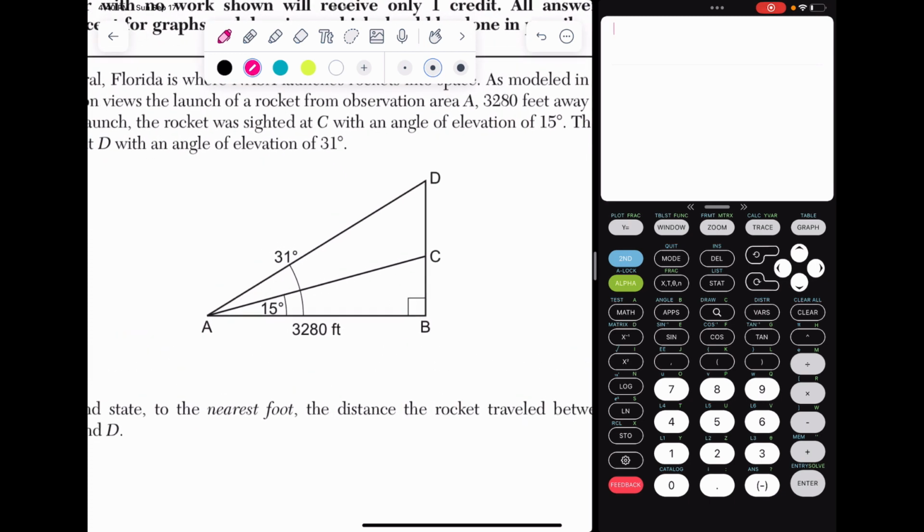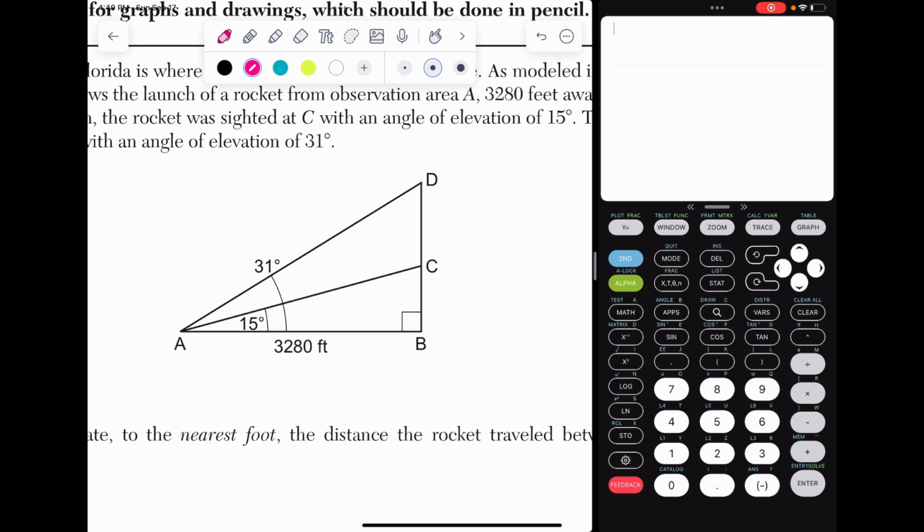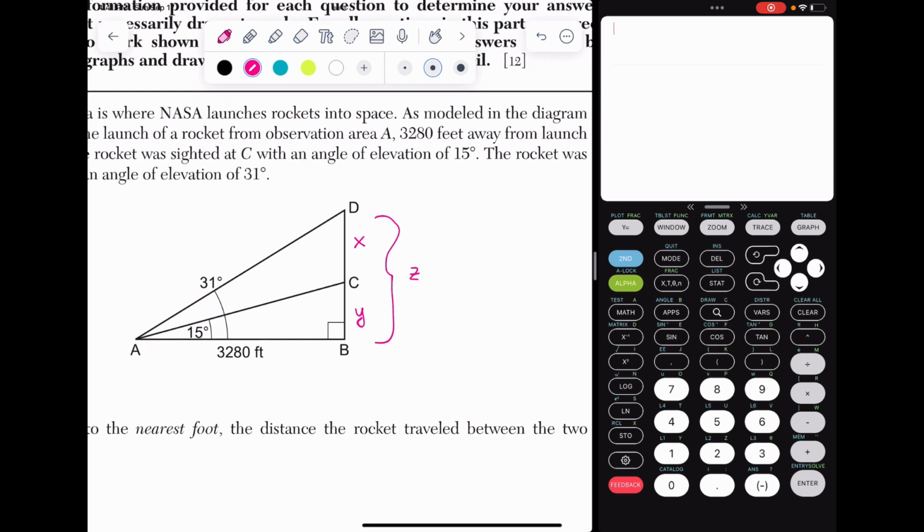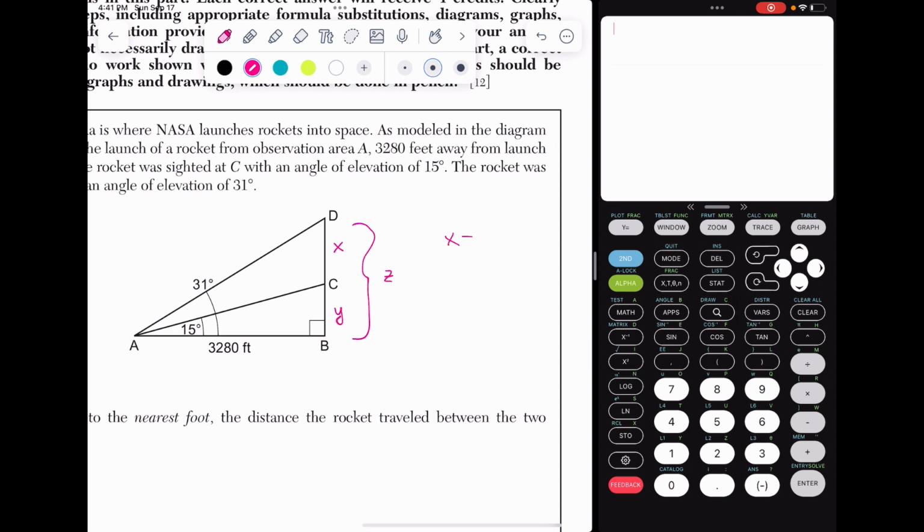So our ultimate goal here, when we look at this picture, is to find the distance between D and C. The reason we can't jump to doing this is because that is not a side of a right triangle, and that means we won't be able to use right triangle trigonometry or SOHCAHTOA. So I'm going to use the right triangles here. If we look at triangle ACB, I'm going to call side CB Y. And if we look at triangle ADB, I'm going to call this whole entire side Z. And hopefully you can see that X is equal to the difference between Z and Y.